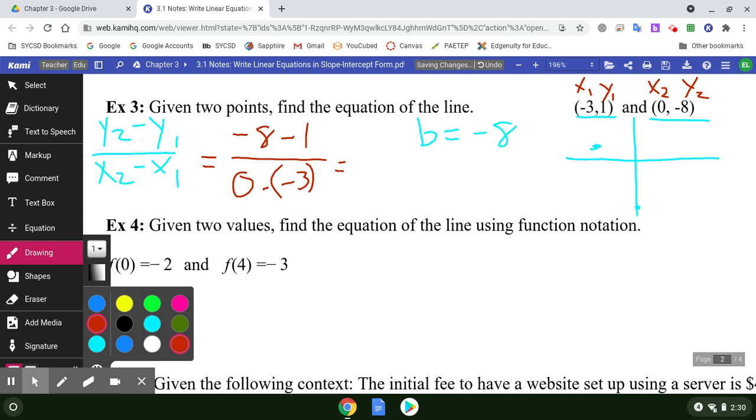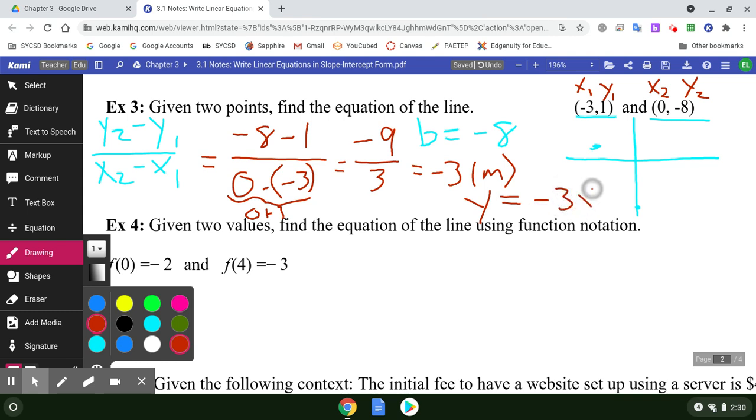So if you need to use a calculator here, go ahead, but this should simplify to -9 divided by +3. Note this is the same as 0 plus 3. So then my rate of change simplifies to -3, and that's my m value. So I have my slope and my y-intercept, allowing me to write the equation y equals -3x minus 8.